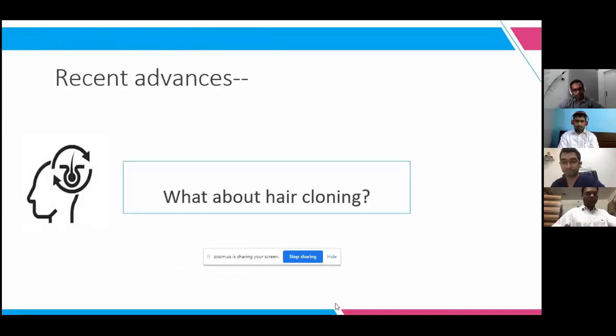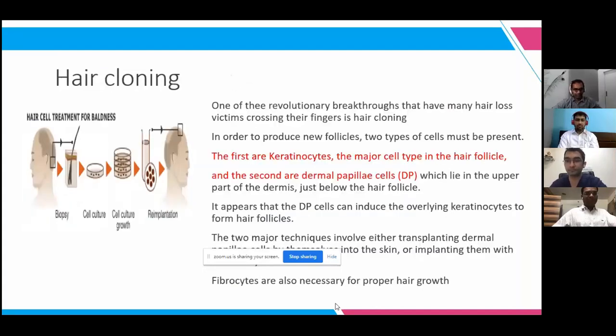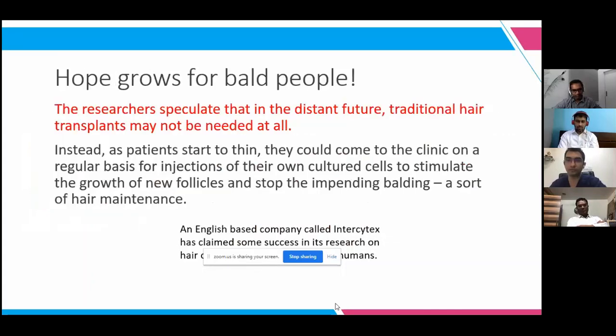I think all the hair transplant surgeons should be waiting for this hair cloning. Have any idea about hair cloning? They take out a punch and culture it. For the culture, we require keratinocytes as well as fibroblasts, then only it will grow. And once it is cultured, then it is injected. Way back, I think in 2006 in Britain, they did it. There is one company called Intercytex, which has claimed some success with it. But definitely, probably in future, it may come into being. Hope it will come into being.